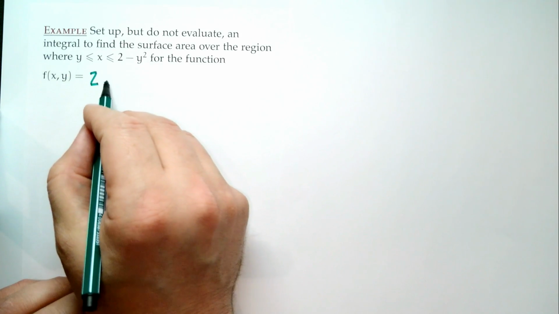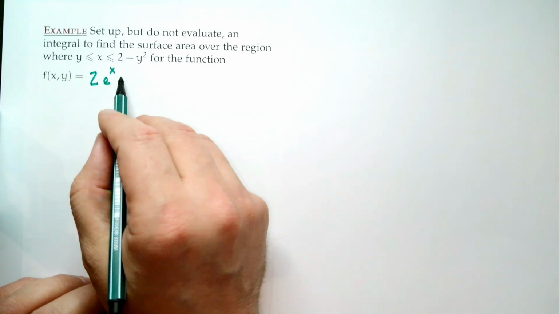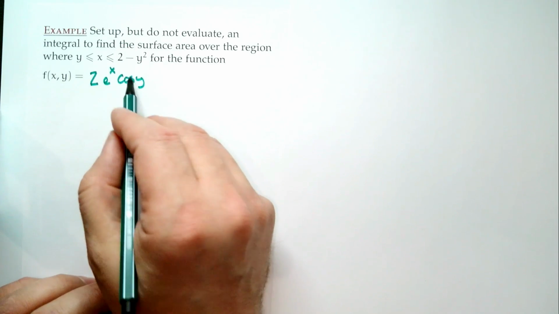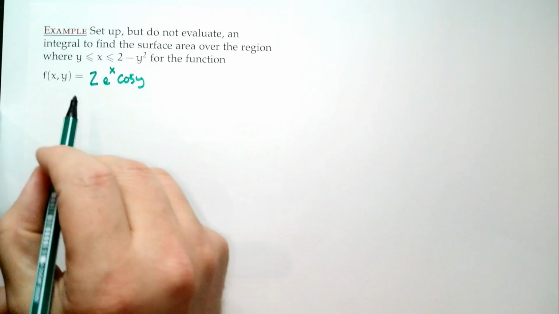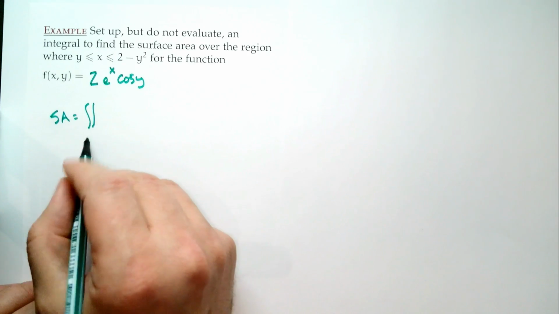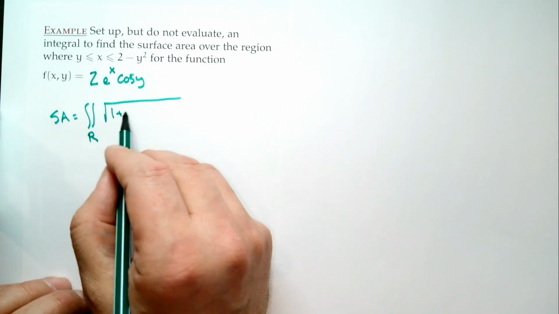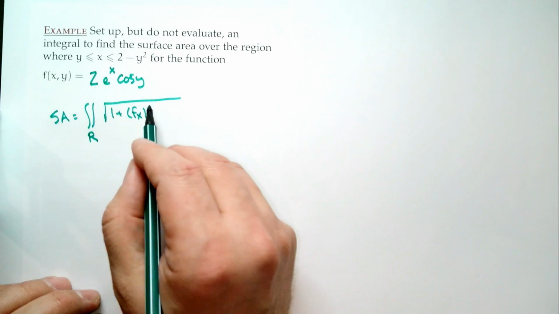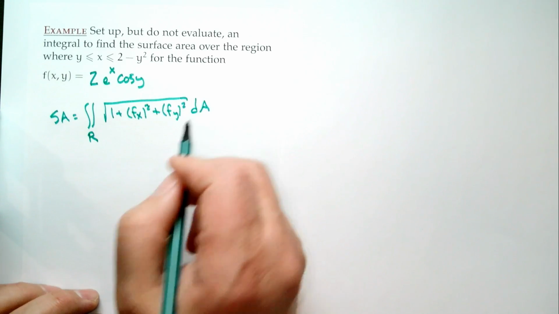How about we throw an e to the x in for fun? Cosine y. Okay. Are you satisfied? Is that sufficient? Yeah. I mean, the point here is let's test the formula. Okay, so the formula says that the surface area is going to be, we'll write down the generic formula, the integral over the region R of the square root of 1 plus f sub x squared plus f sub y squared dA.